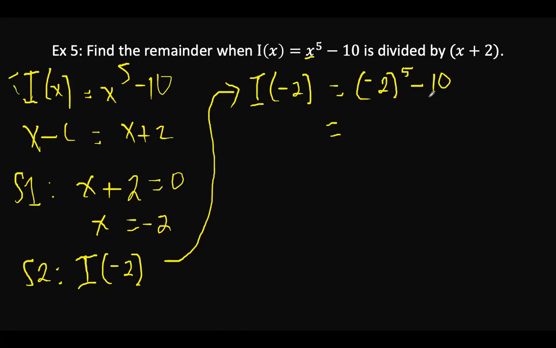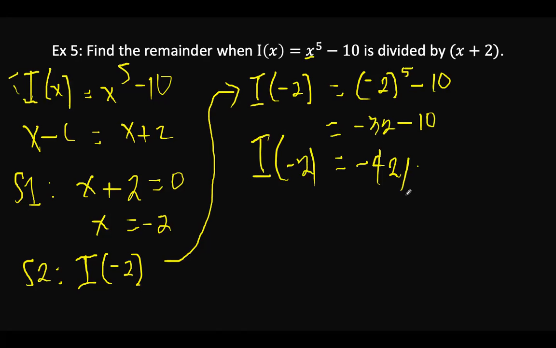Okay? And what is negative 2 raised to 5? So it means we're going to multiply negative 2 5 times. So that's 2, 4, 8, 16, 32. So we already multiplied 2 5 times. So that's negative 32. Why negative? Because the power is odd. Okay, minus 10. This is equal to negative 42. So I of negative 2 is equal to negative 42, and which means the remainder is equal to negative 42. Okay, and I hope we got the same answer as well.